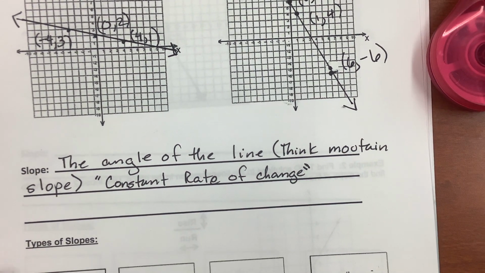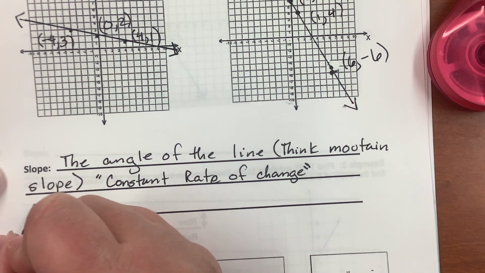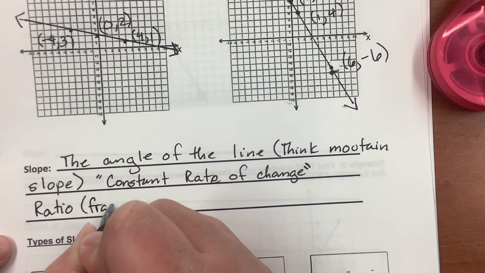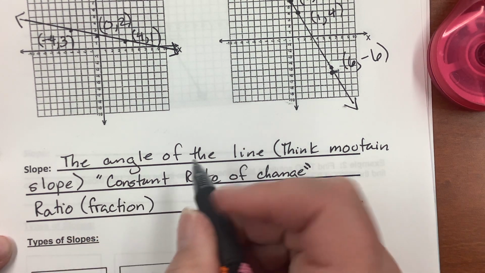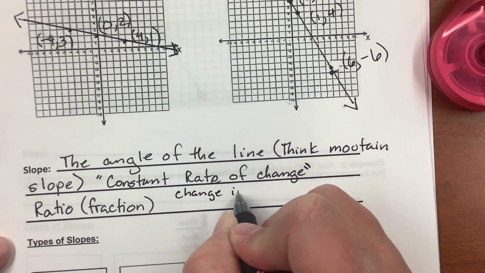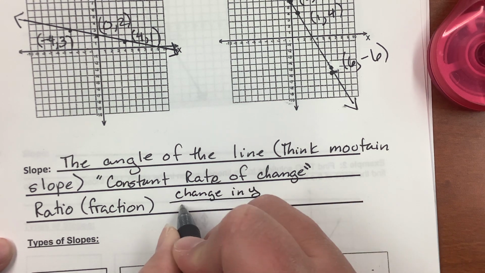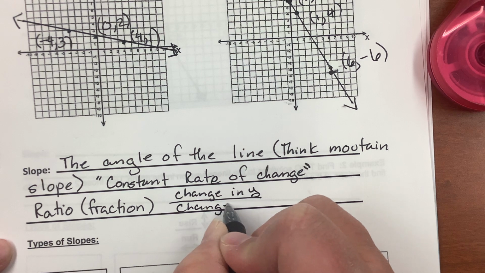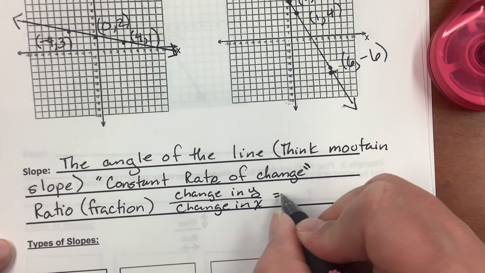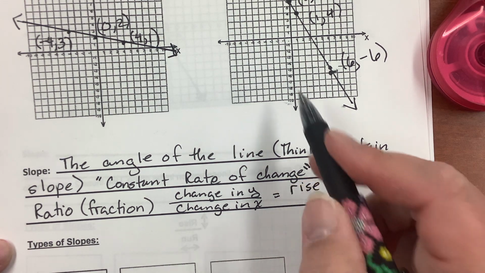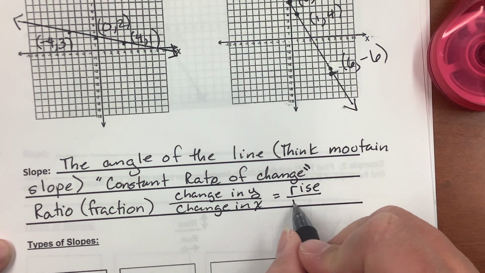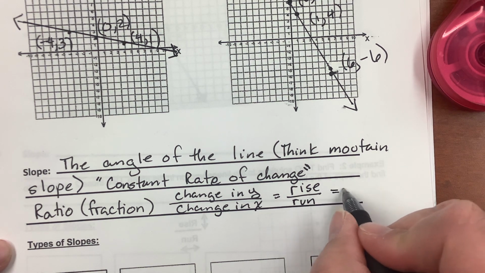And the way you write it is as a ratio. And my ratios are fractions. And I have the change in y over the change in x. Which is rise, because you know the y, you have to rise to get to y, and then the run is x. So rise over run, which is equal to the letter m.